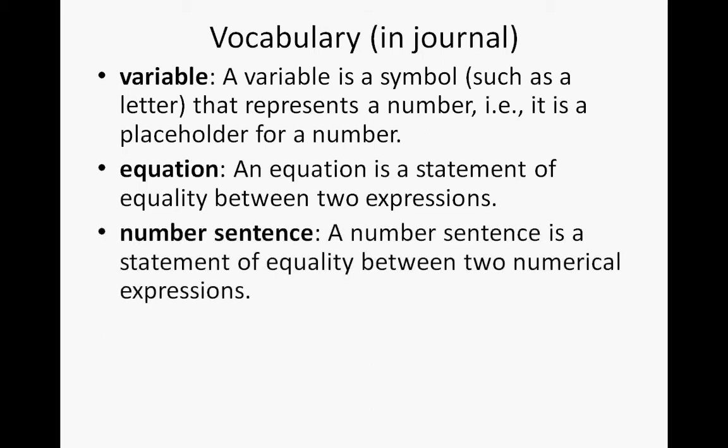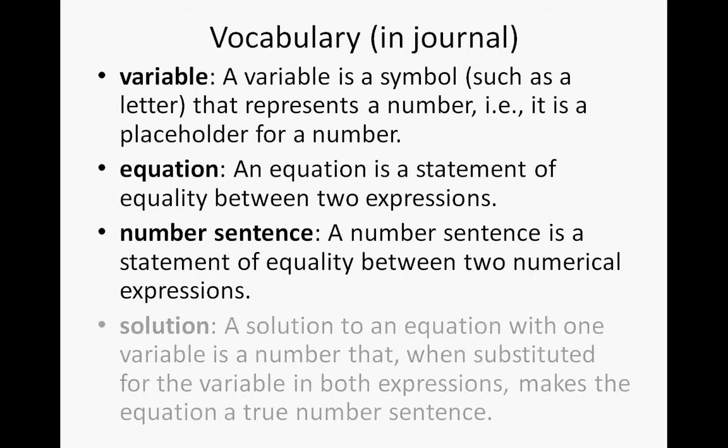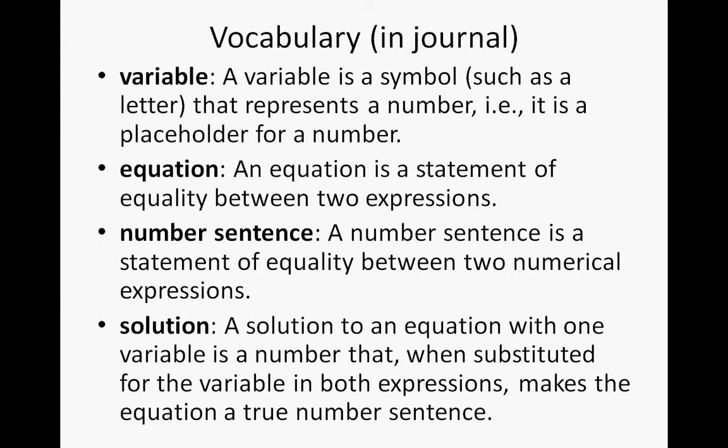And a number sentence is a statement of equality between two numerical expressions. That means there are no variables in those expressions. And a solution to an equation with one variable is a number that, when substituted for the variable in both expressions, makes the equation a true number sentence.